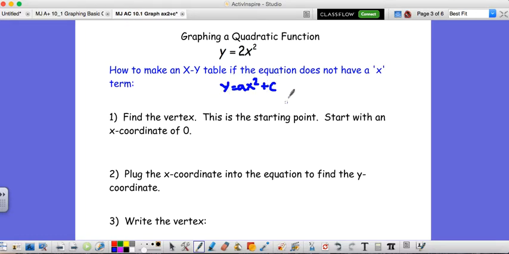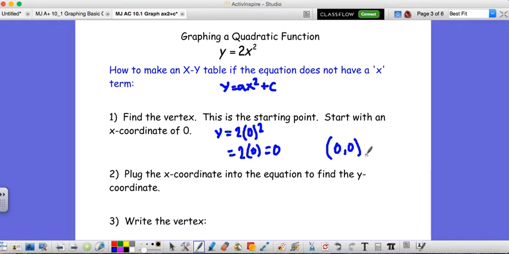So if your equation looks something like this, to find the vertex, you're always going to start with an x-coordinate of 0. So in this case, we're using y equals 2x squared. So y equals 2, we're going to plug 0 in for x. 2 times 0 squared. Well, 0 squared is just 0. 2 times 0 is just 0. So our vertex here is 0, 0, which is right at the origin.